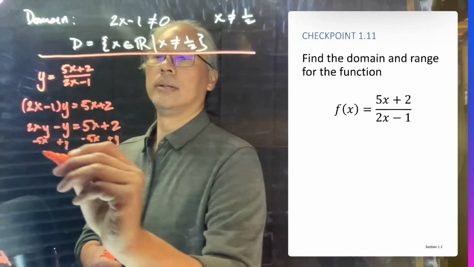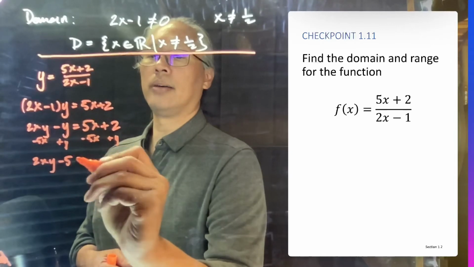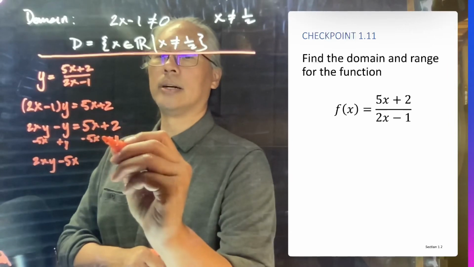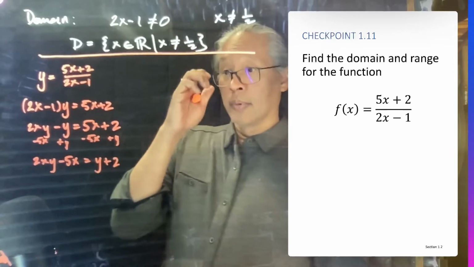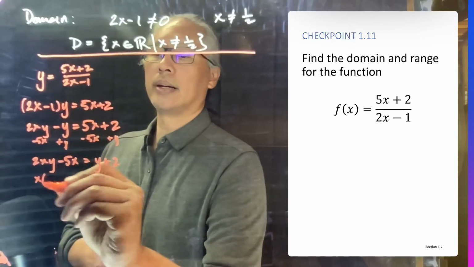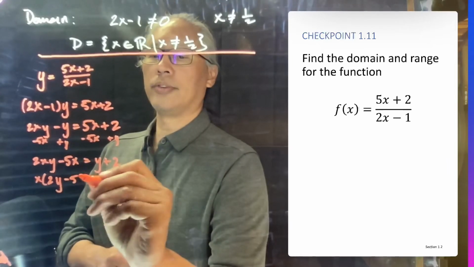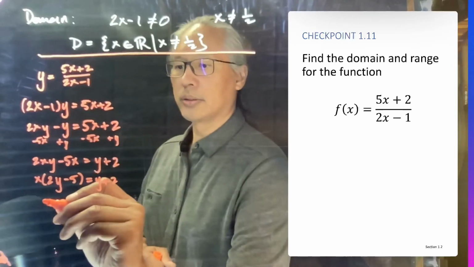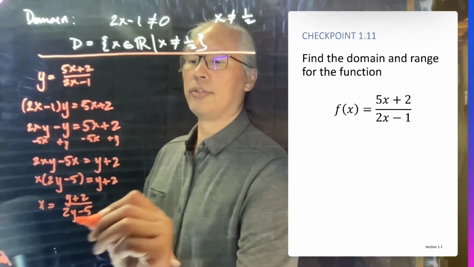So that will leave us with 2xy minus 5x, and this y will disappear and go on the other side. The 5x is gone, so we'll just have a positive y plus 2. Okay, now let's factor an x out. So x is going to be 2y minus 5 is equal to y plus 2. And then we'll continue to solve for x. That's y plus 2 divided by 2y minus 5.